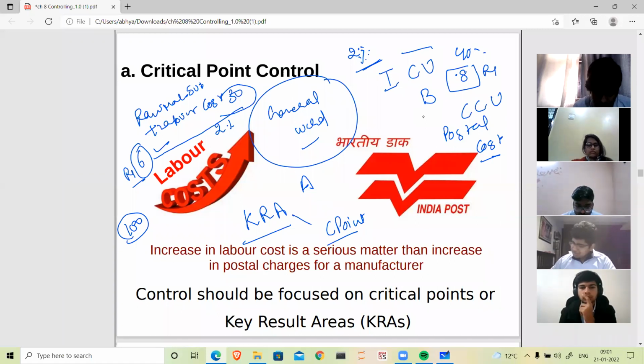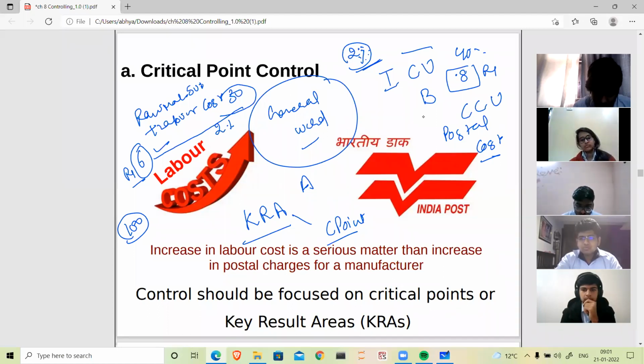Postal cost is increased more as compared to labor cost, but postal cost is not affecting the overall total cost. Why? Because it constitutes a very small percentage of the total cost. So a major change in postal cost will not be affecting the total cost, but a very minor change in the labor cost will be affecting our total cost structure, and which in turn will be affecting the profit structure of the business.